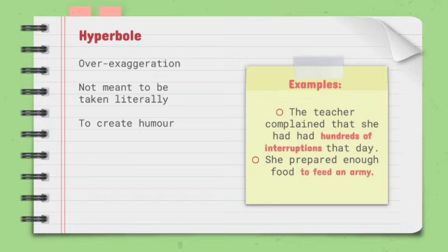The next example reads, "She prepared enough food to feed an army." This does not quite literally mean she has enough food to feed an army. It just means that she has made a lot of food.